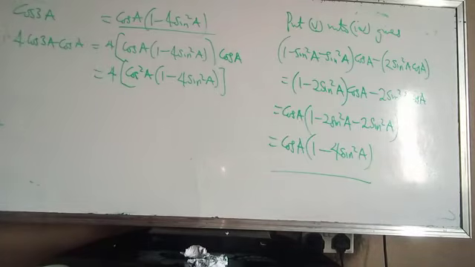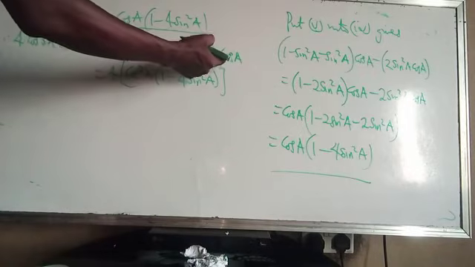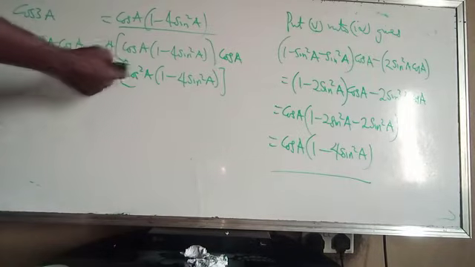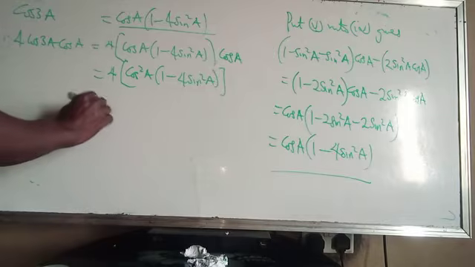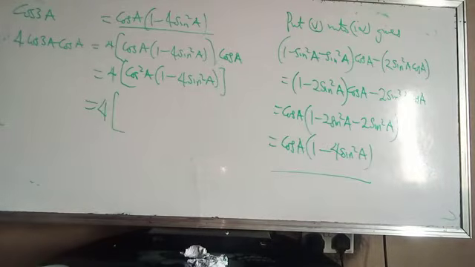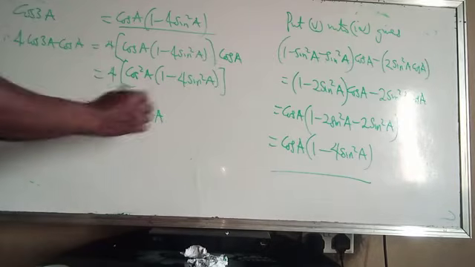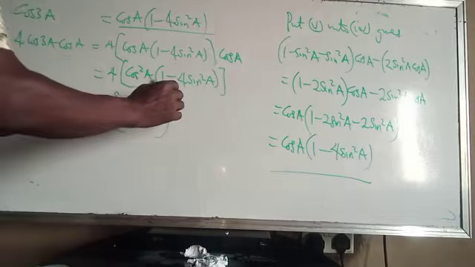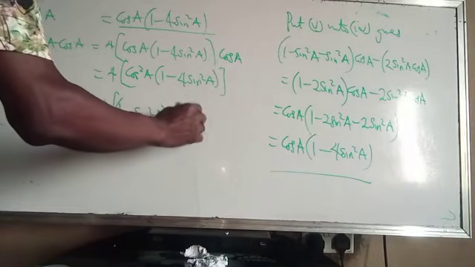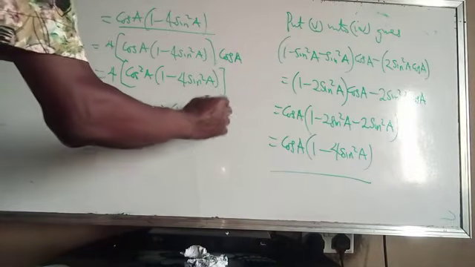So it's very simple. What I've just done here is multiply cos A by cos A to give me cos square A. And don't forget, I said I don't need the variable of cos. So cos square A can be what? 1 minus sine square A. Then close the bracket and open 1 minus 4 sine square A.